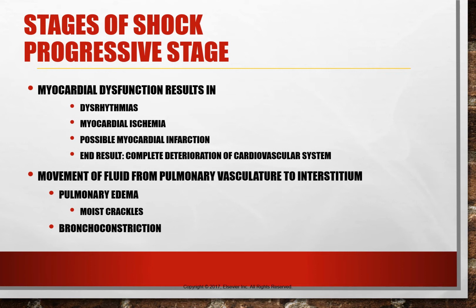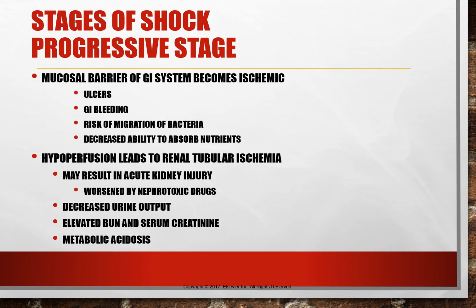And we talked about the differences with the lungs, so that fluid permeability leads to pulmonary edema. They might have those moist crackles, that frothy sputum. With anaphylaxis, we still see that bronchoconstriction. Okay, so the GI system becomes ischemic. So at this point now they're at risk for ulcers, bleeding from those ulcers, risk of migration of bacteria, so bacterial translocation and potentially peritonitis, and then decreased ability to absorb nutrients.